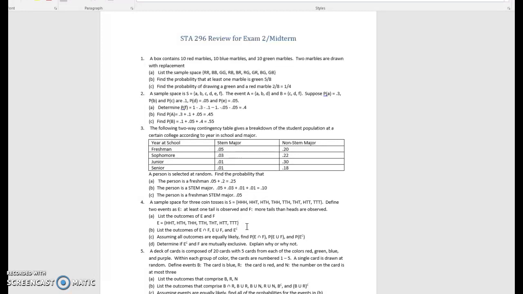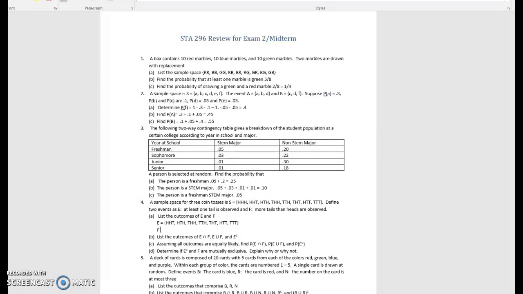Well, let's look at F. F, we want to find the event that more tails than heads are observed. Okay, so we need more tails than heads. Well, certainly anything that has 2 tails is going to have more tails than heads. So there's those 3. And then tails, tails, tails has more tails than heads. It has 3 more tails than it has heads. All right, so there's F.